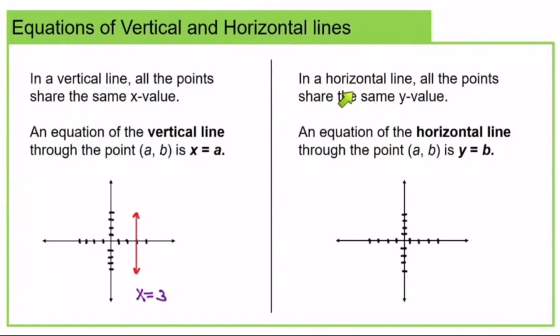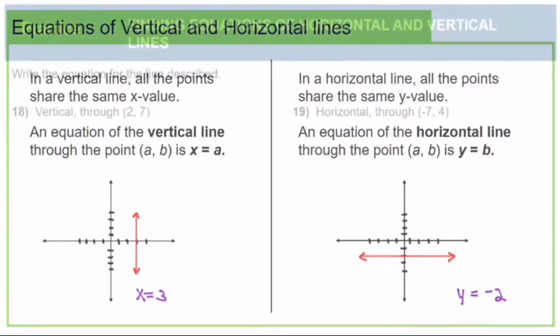And now let's talk about a horizontal line. In a horizontal line, all the points have the same y value. So the equation of a horizontal line is going to be y equals whatever that y value is. In this case, y equals negative 2. And remember, this is a function, and it's just a line whose slope is 0. So you have no x term because the coefficient of your x term in this case would be 0.